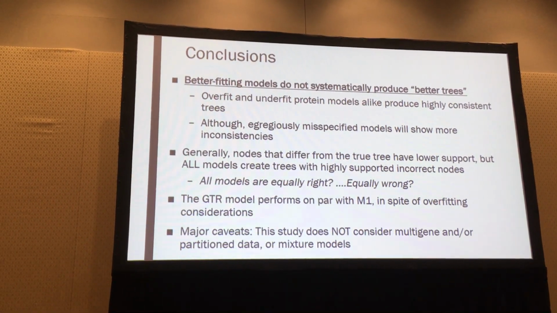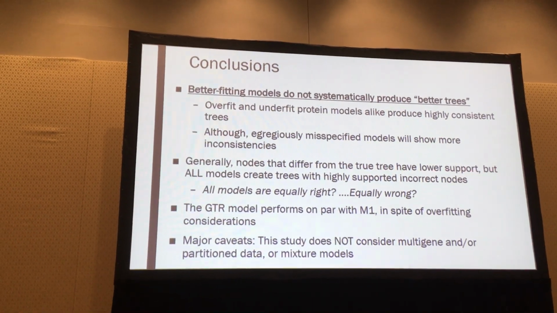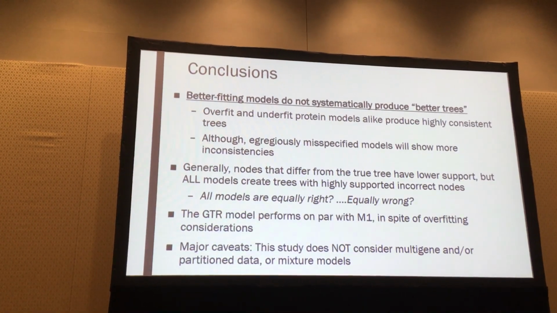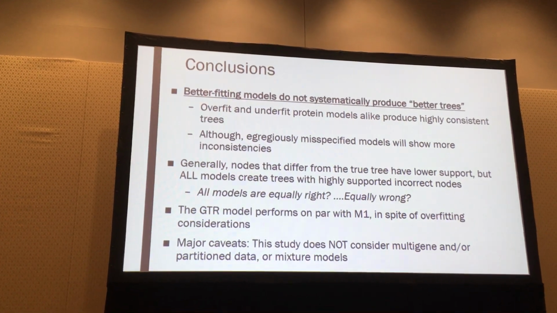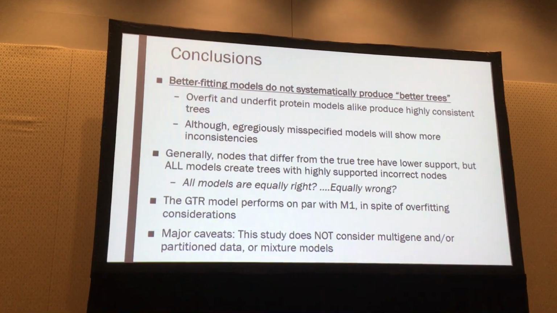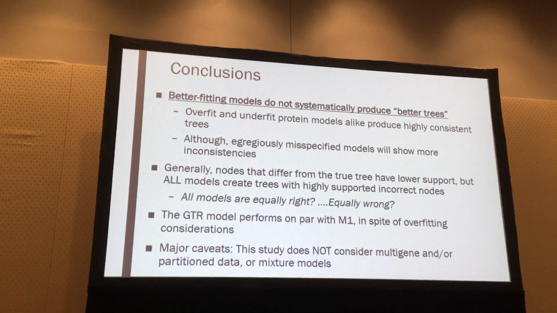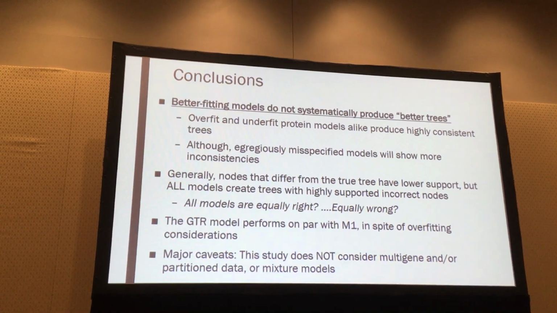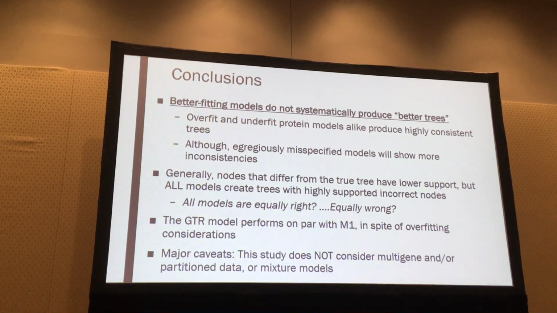Better fitting models do not systematically produce better trees. Generally, nodes that differ from the true tree have lower support, but all models create trees with highly supported incorrect nodes. All models, your best model, your worst model, your middle of the road model. Are models all equally right? Are they all equally wrong? I have no idea. The GTR model performs on par with your best fitting model in spite of overfitting considerations. Caveat, I don't consider mixture models or multi-gene models. That's coming up next because those are more complex.